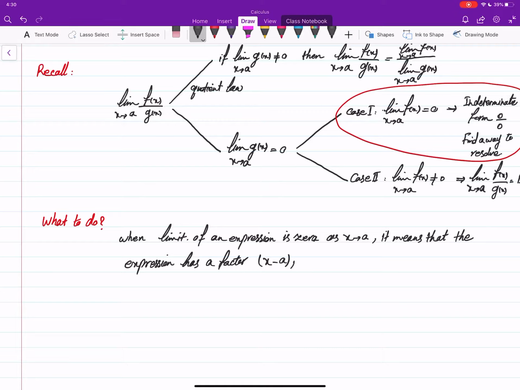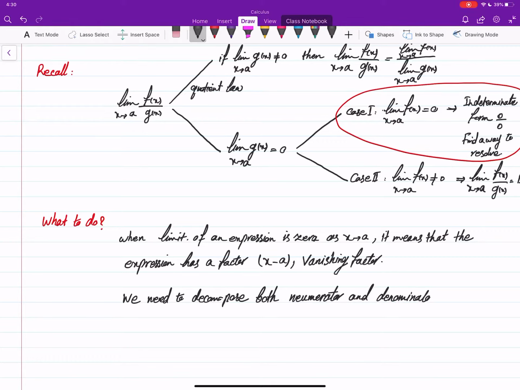We call this factor a vanishing factor. Now both numerator and denominator have these vanishing factors, because that's why we get 0 in the numerator and 0 in the denominator. So that's the reason. Now what shall we do here? Well, we need to decompose both the numerator and denominator, and find the vanishing factors.